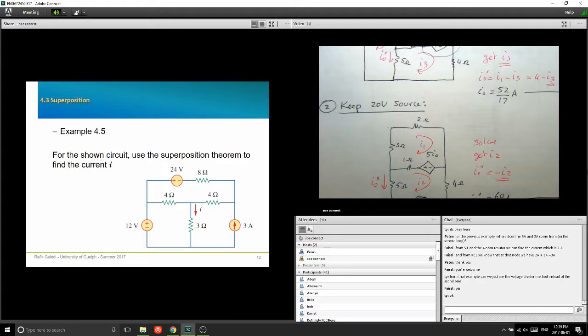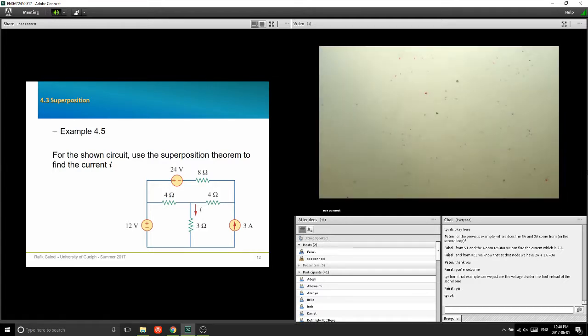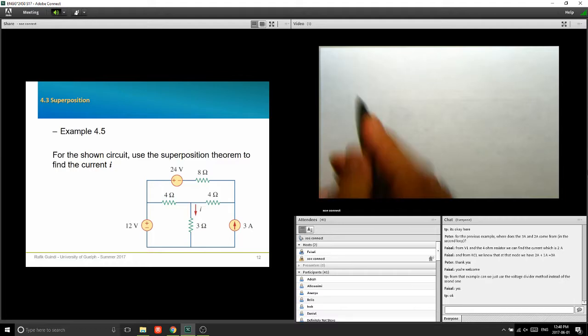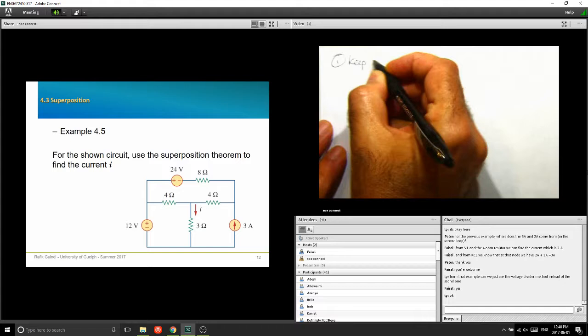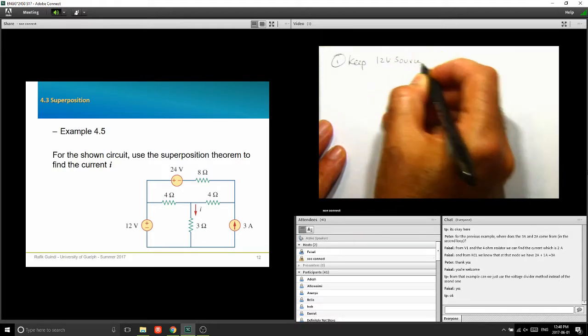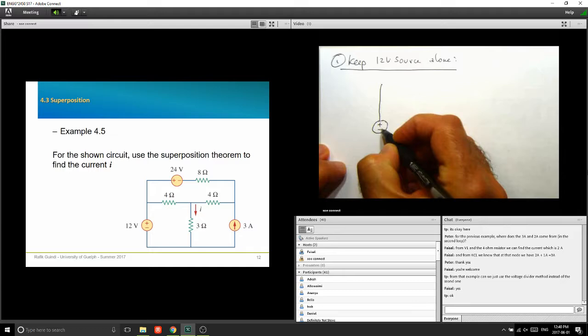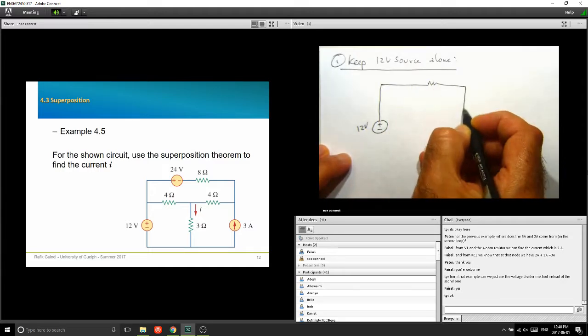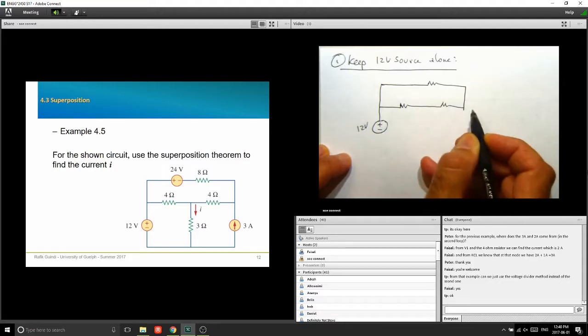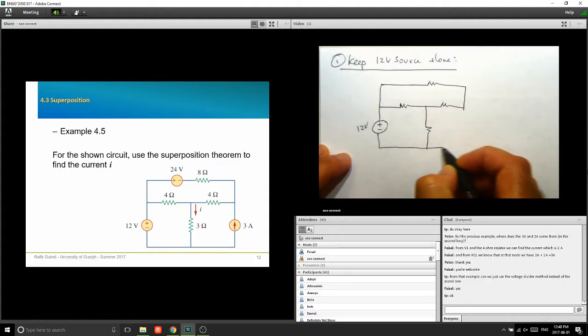Okay, so this is the same thing, but see, this one does not have dependent sources. It should be a little bit better. Okay, let's see that. Okay, so first step, keep a 12-volt source acting alone. So my 3 amp is going to become an open circuit, and my 24 volts is going to become a short circuit. And you're going to have a circuit that looks like that.